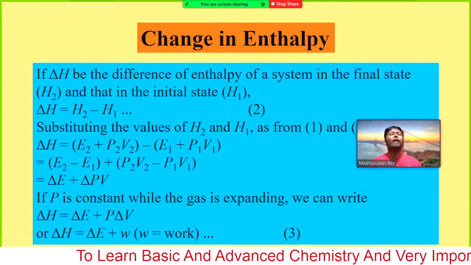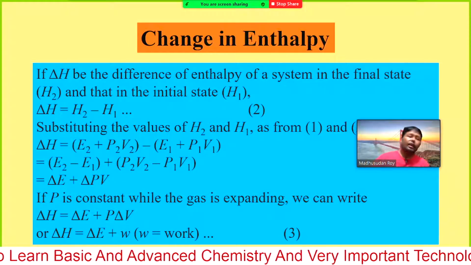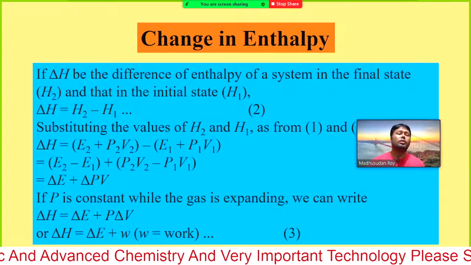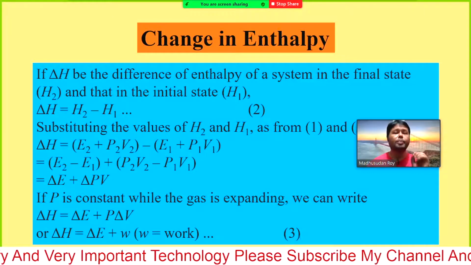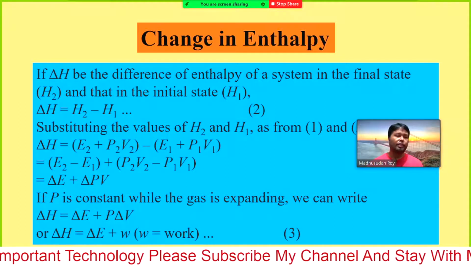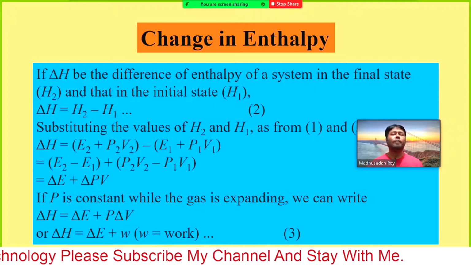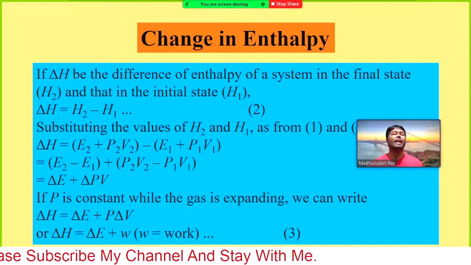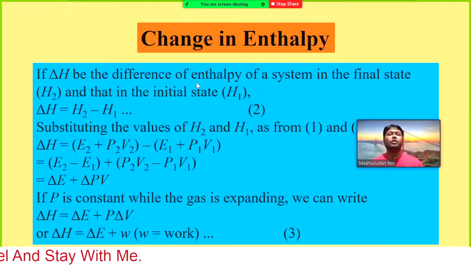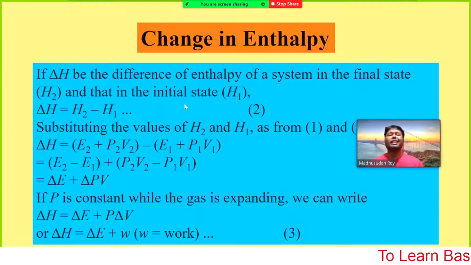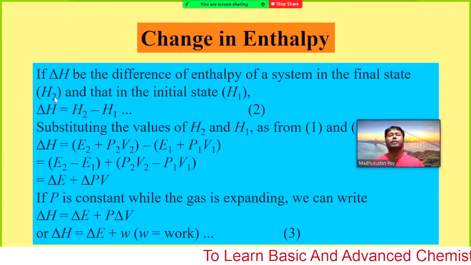If you have a system, then actually we cannot calculate the enthalpy or a specific enthalpy of a state or a system. So, most of the time we try to find out the change in enthalpy. Let delta H be the difference of enthalpy of a system in the final state and initial state. The initial enthalpy H1 and the final enthalpy H2.